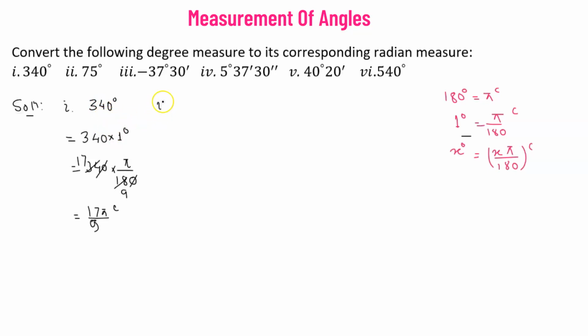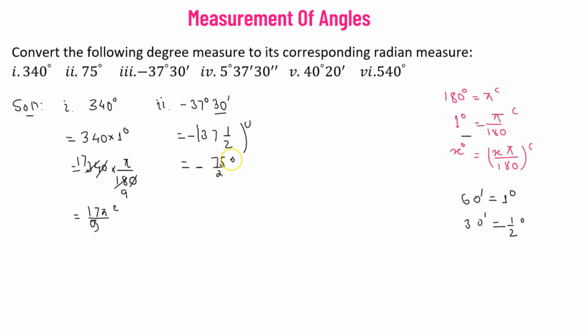Moving on to the next angle, we have negative 37 degrees and 30 minutes. Before even converting it to the radian measure, we have to convert the minutes to their equivalent degrees. We know that 60 minutes corresponds to 1 degree, which means that 30 minutes is going to correspond to half a degree. Therefore we have negative 37 and a half degrees. Now, what's 37 and a half degrees? We have 37 times 2, that's 74, 74 plus 1 is 75, so we have 75 over 2.